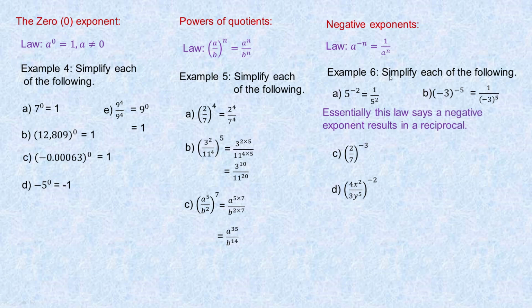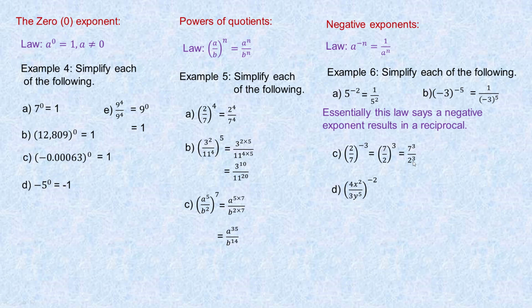Now, really, what the negative exponent rule or law says is that a negative exponent results in a reciprocal. See, instead of 5, it's 1 over 5. Instead of negative 3, it's 1 over negative 3, and raised to some exponent. So if you have a fraction here, raised to the negative 3, that's the same as taking the reciprocal of the 2/7, which is 7 over 2, raised to the now positive exponent 3. And of course, we apply the power of quotient rule here.